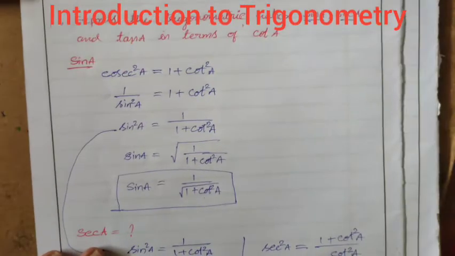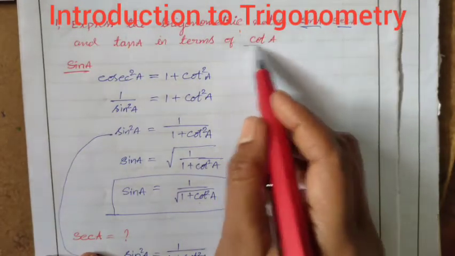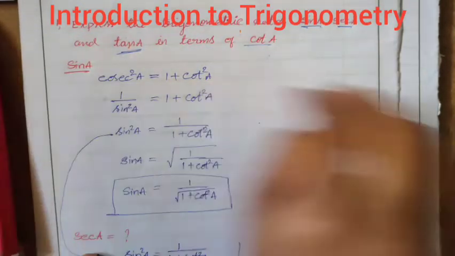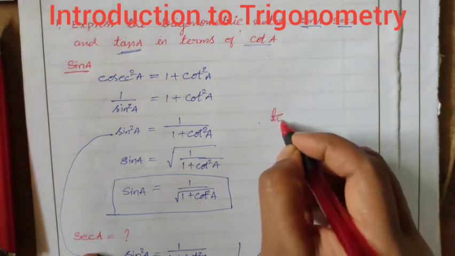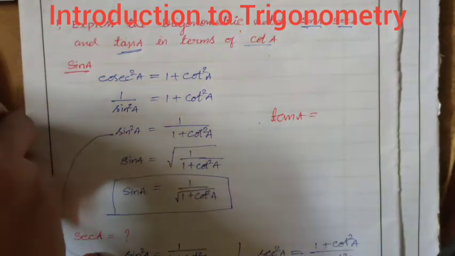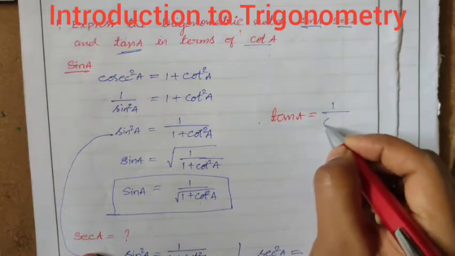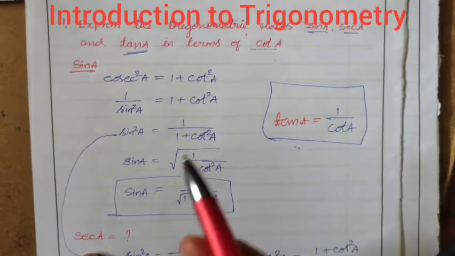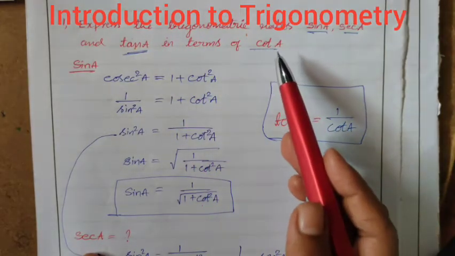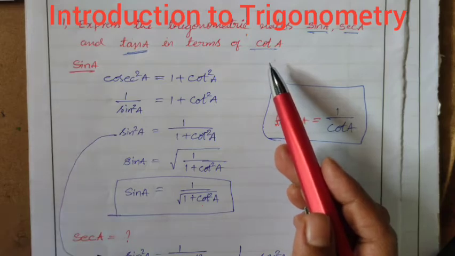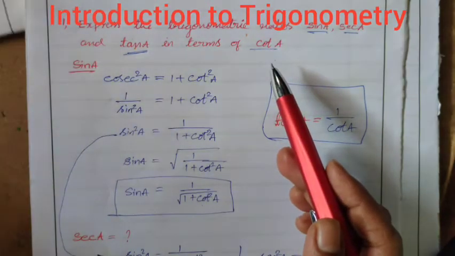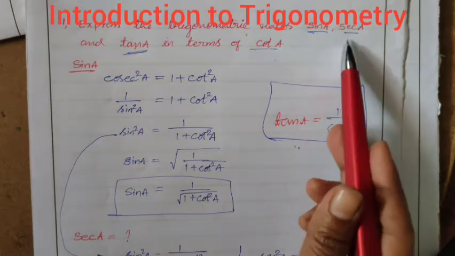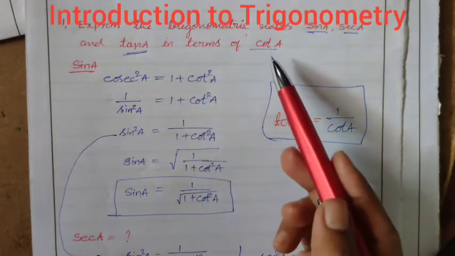And the third one is what? How to write tan A in terms of cot A. So tan A can be written directly as the reciprocal of cot. The reciprocal of cot A is what? Tan A. So in this way we can express all the trigonometric ratios in terms of cot A. Students, you know that in the previous class I expressed the trigonometric ratios in terms of sine. So in this problem I expressed these three trigonometric terms in terms of cot A.